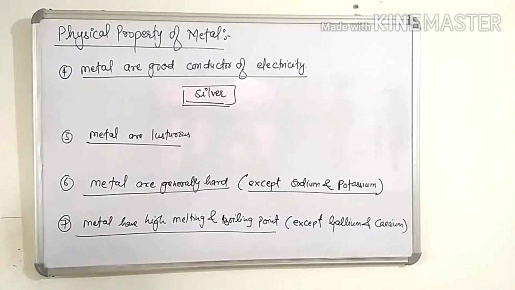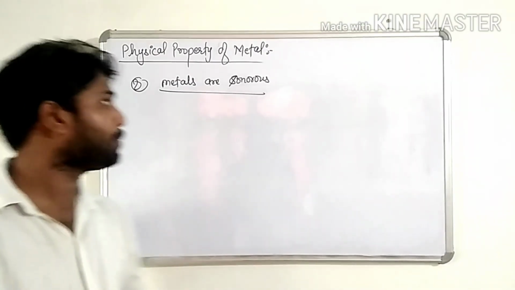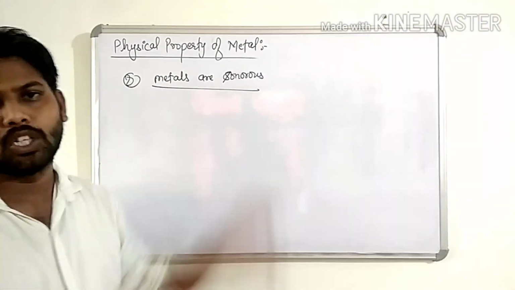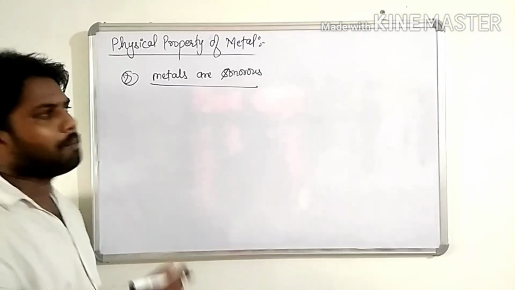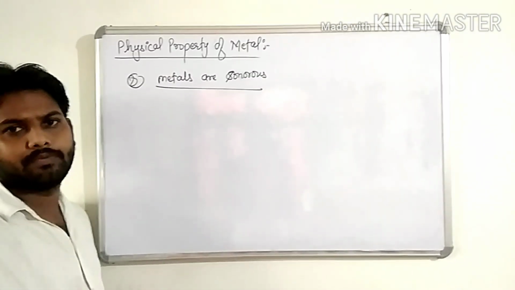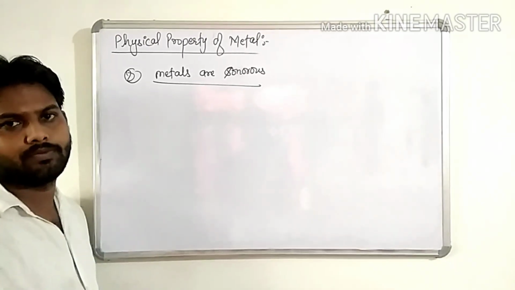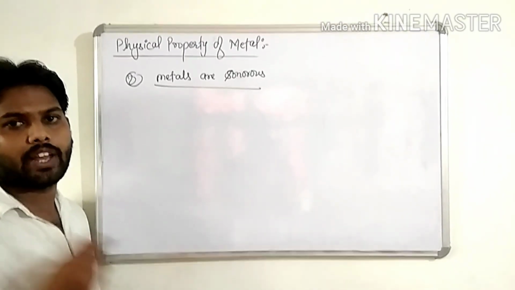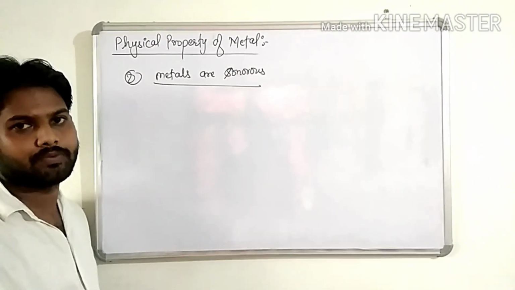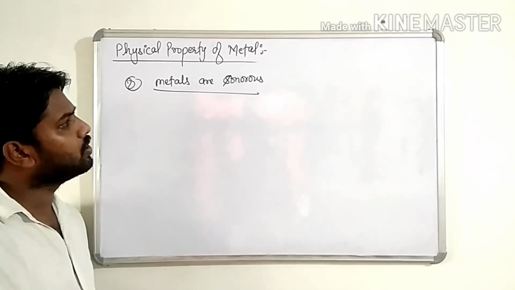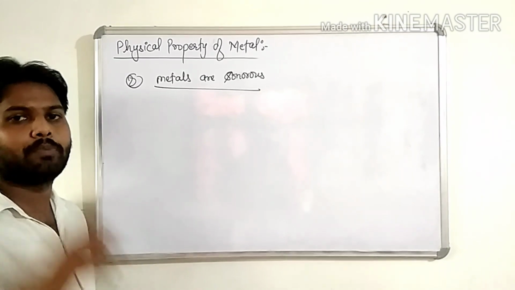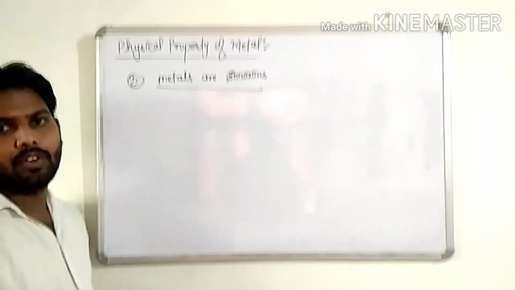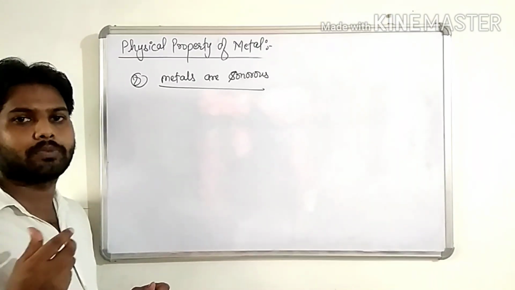Now the next property is that metals are sonorous. Children, sonorous means capable of producing a ringing sound when we strike with another substance. So all the metals are sonorous, meaning they produce a ringing sound when we strike any other substance on it.